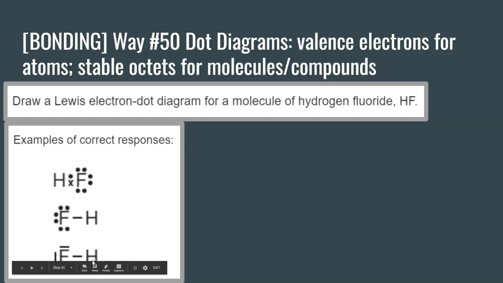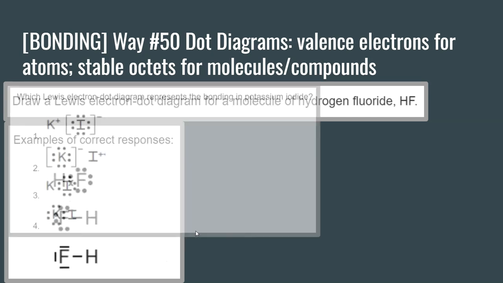You rarely see this diagram, but you could also use this. Instead of drawing the dots, they simply use a dash to indicate 2 electrons. So here, fluorine is drawn with 8 valence electrons, and hydrogen has 2.